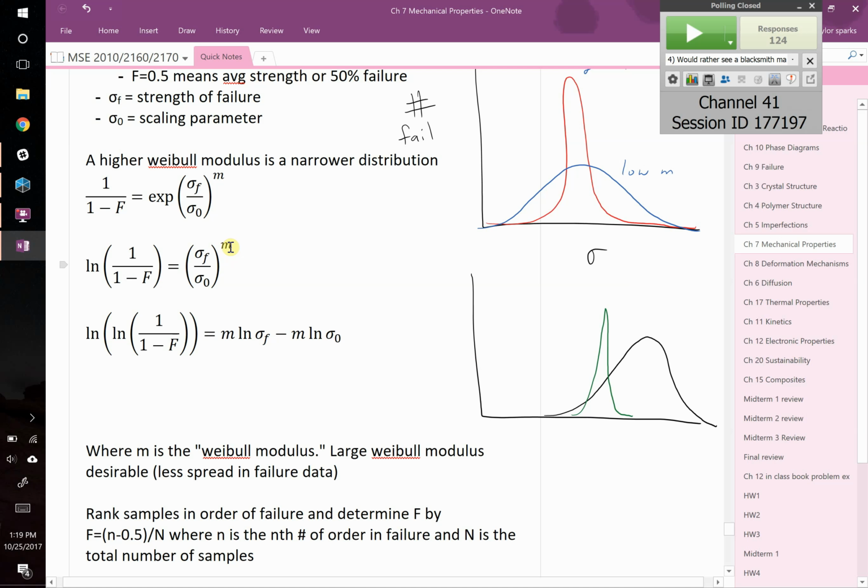Okay? Then you calculate F. And I said the way that we calculate F is you take the rank, the first one to fail, that's 1, minus 1/2, and you divide it by the total number of samples, in this case 35. Okay? That gives you your failure probability. So in other words, at a low stress, what's your failure probability? A really low number, right? At a really high stress, almost all of your samples are broken, right? F is almost equal to 1. Right? This makes sense so far? Everybody follow me? Can I answer any questions so far on Weibull analysis?